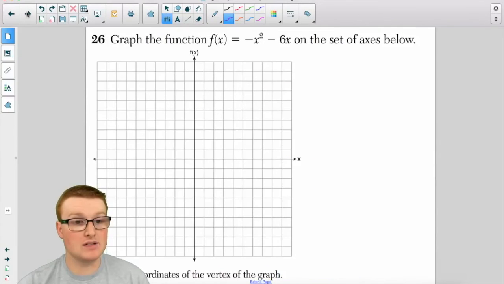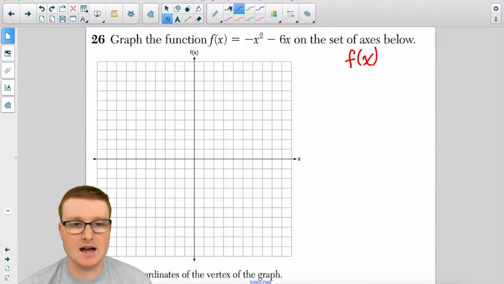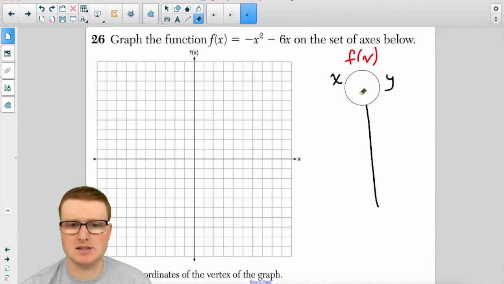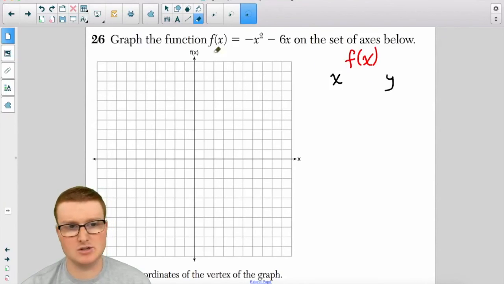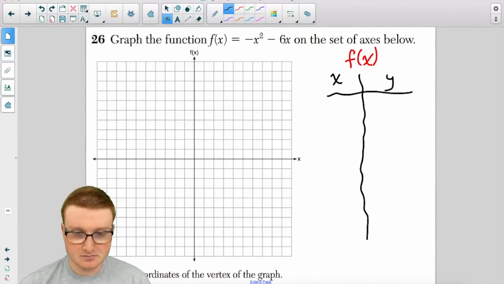Okay, moving on to number 26. Graph the function f of x is equal to negative x squared minus 6x on the set of axes below. Okay, here we go. So what I'm going to do is put f of x over here, and write an xy table. I'm going to type this into my graphing calculator. First I need to draw a straighter line. Actually, I'll just make it a squiggle. Okay. So here we go.